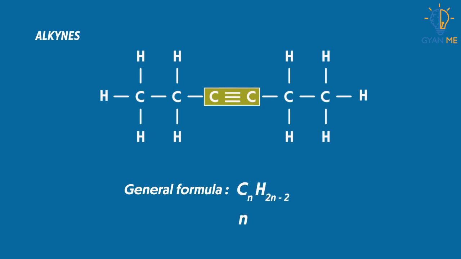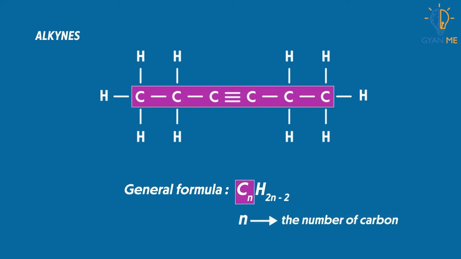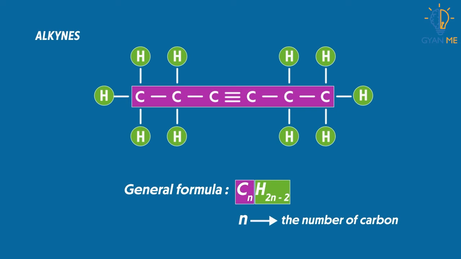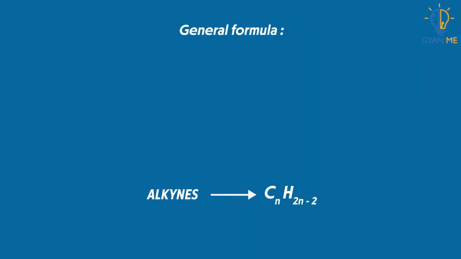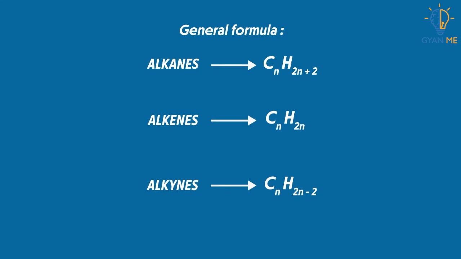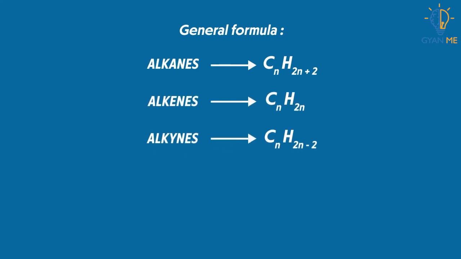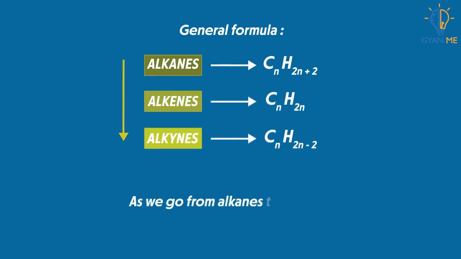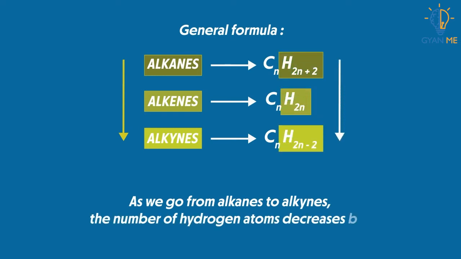CnH2n-2, where n represents the number of carbons. Again, this will give us the number of carbons and hydrogens present in all members of the alkyne group. We also know the general formula of alkenes and alkanes. They are CnH2n and CnH2n+2. Now one thing is very clear by just looking at these formulae: as we go from alkanes to alkynes, the number of hydrogen atoms decreases.